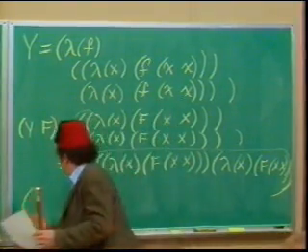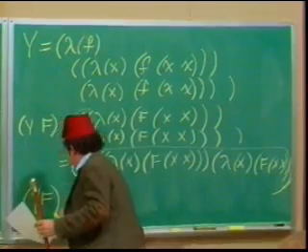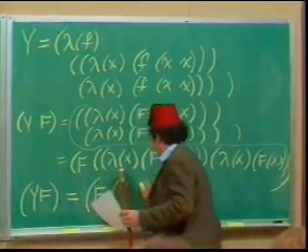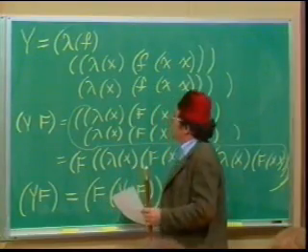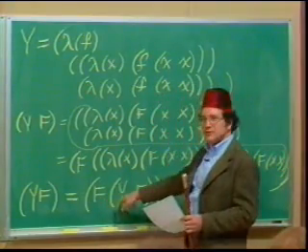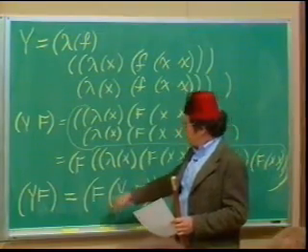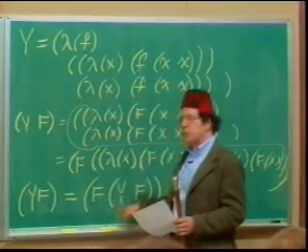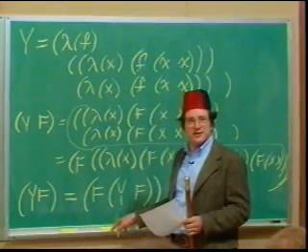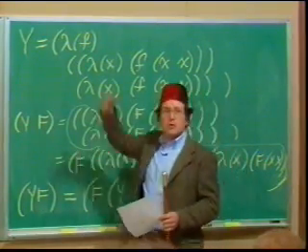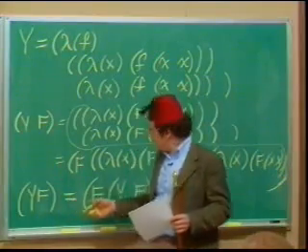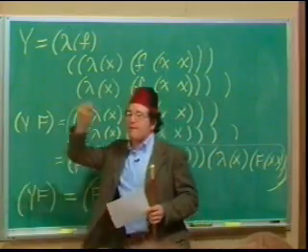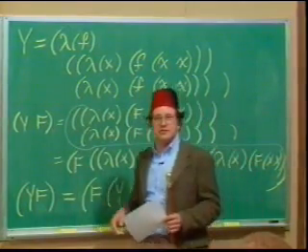So y of f is f applied to y of f. So y is a magical thing which, when applied to some function, produces the object which is the fixed point of that function, if it exists, and if this all works. Because indeed, if I take y of f and put it into f, I get y of f out.